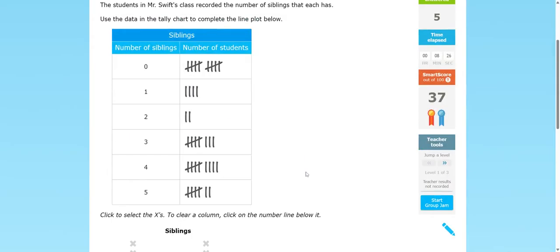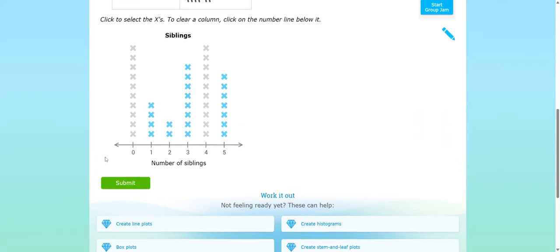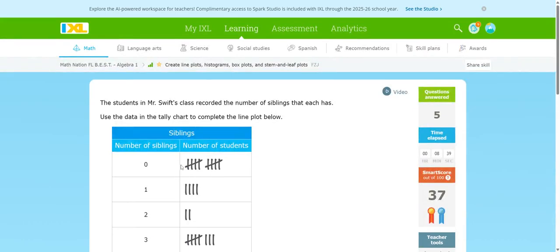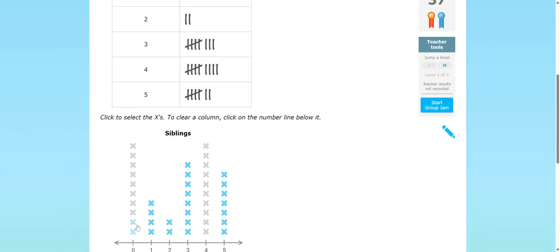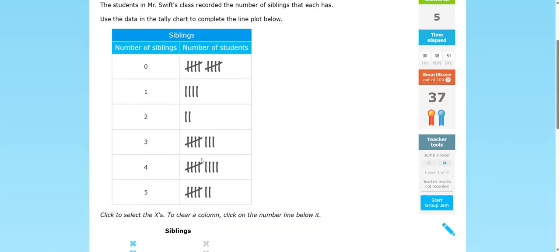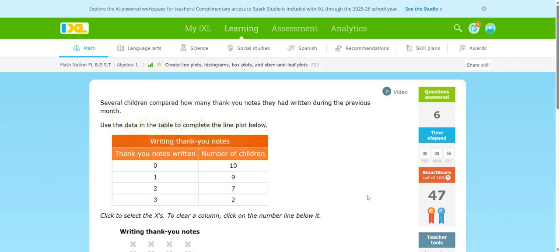Okay, now here's a bunch of tack marks, and it's a line plot, and we've got to finish it. So there were 10 zeros: 1, 2, 3, 4, 5, 6, 7, 8, 9, 10. Here we go. 2s are filled out, unless we better check it. 4 2s. Oh no. Okay. And there's 9 of these. So we'll submit that. That was good.